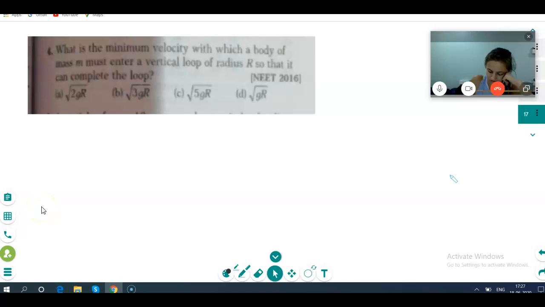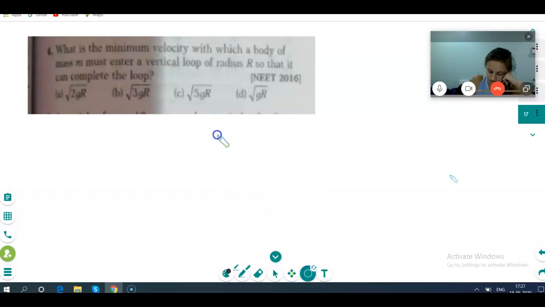What I didn't do right is that I took displacement. I took 2πr, like one displacement, but you need to just take 2r, right? Displacement. No. The question is: what is the minimum velocity with which a body of mass m must enter a vertical loop of radius r so that it can complete the loop?